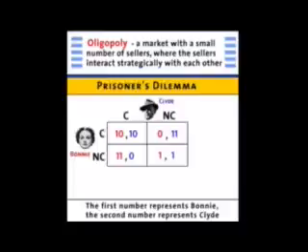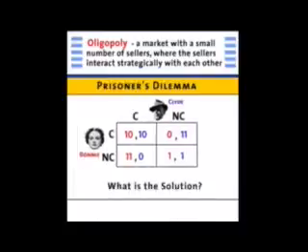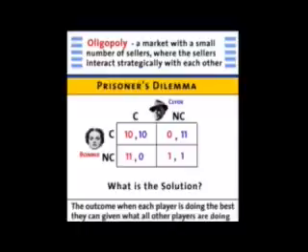The solution to a game is the outcome when each player is doing the best they can given what their rivals are doing. We have a name for an outcome like this. We call it an equilibrium. In particular, we call it a Nash equilibrium after the game theorist John Nash, who described it.